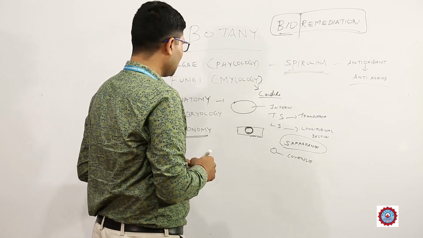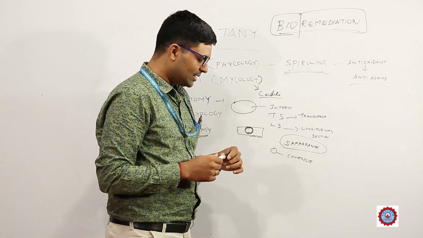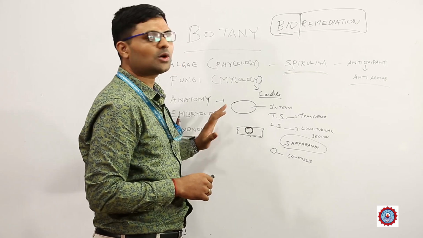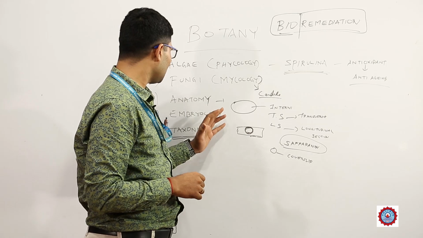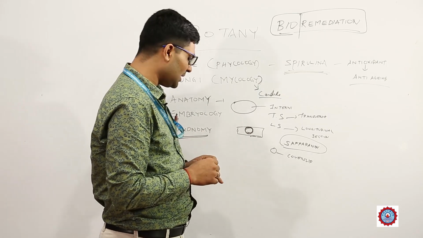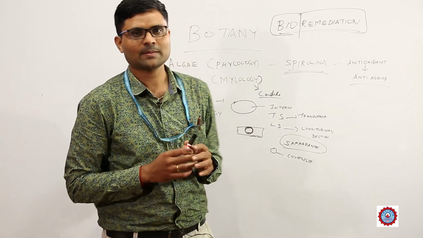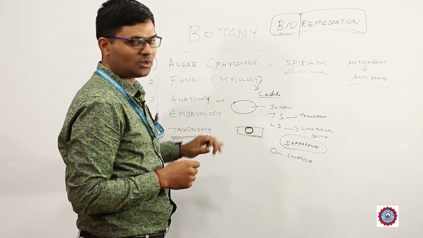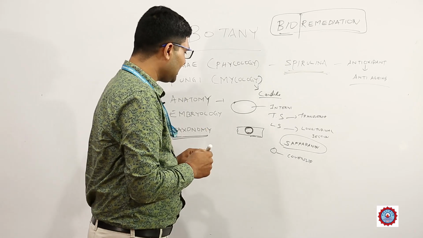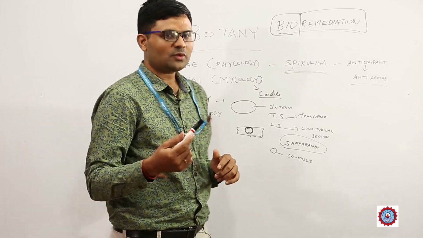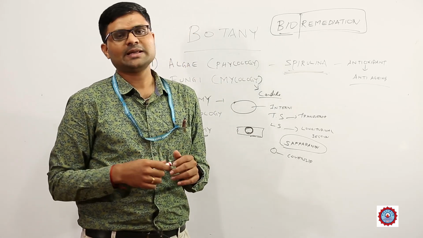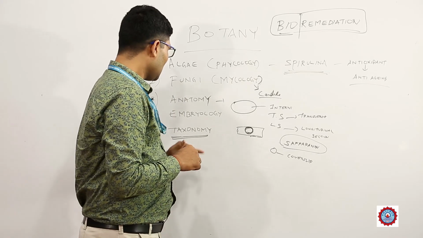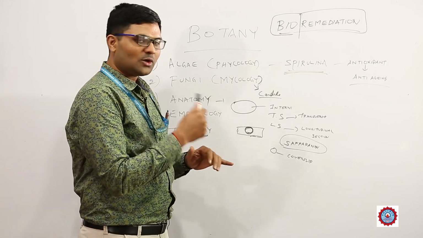Then the taxonomy part. This is mostly the toughest part, I would say, because it needs a lot of books. Dealing with taxonomy is not that easy. Mostly we deal with plant taxonomy, which deals with the naming of plants. For example, if you take a mango tree, the scientific name is Mangifera indica. Like that, there are a lot of names.